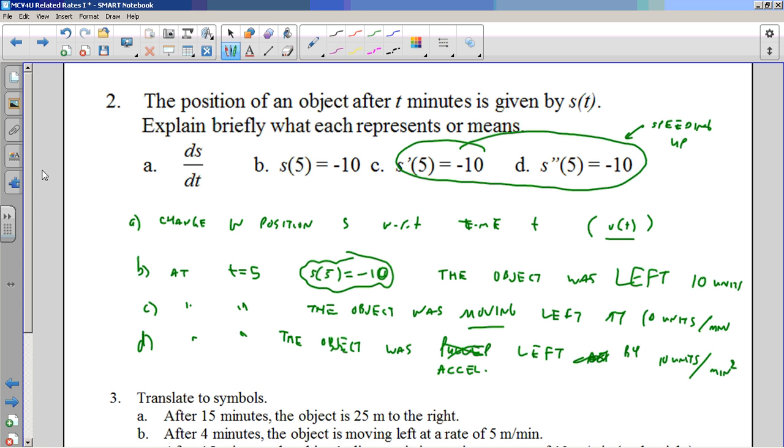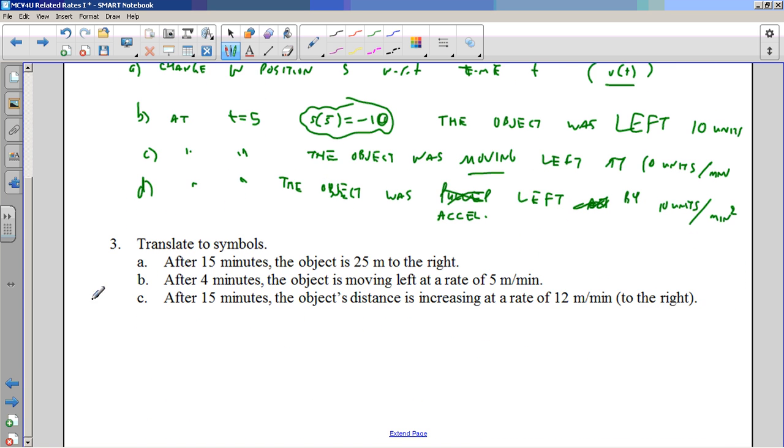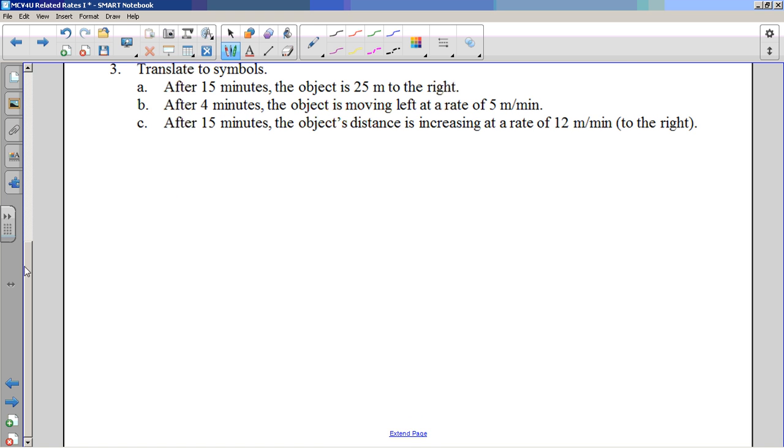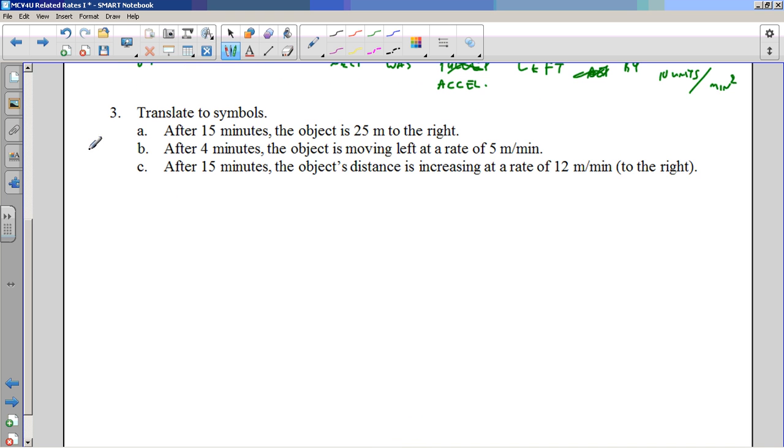Well, what's the big whoop? Why are we talking about this? Well, it's nice review for one, but it also leads into this, which is going to be the big difficult thing for today's stuff. After 15 minutes, the object is 25 meters to the right. That's talking about position, isn't it? So this is saying after 15 minutes, the object is 25 meters right. Position. That's it.